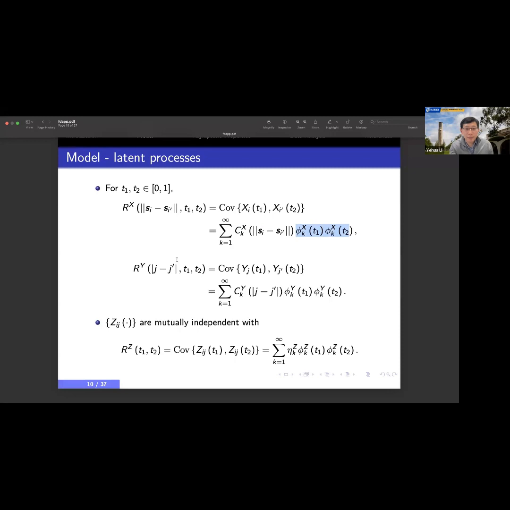Similarly, the Y process has this three-dimensional covariance structure, again with a similar structure. Z processes are independent, so they have a two-dimensional covariance like this. This is similar to the classic functional data setting.